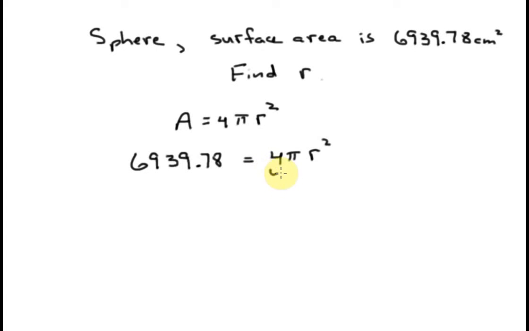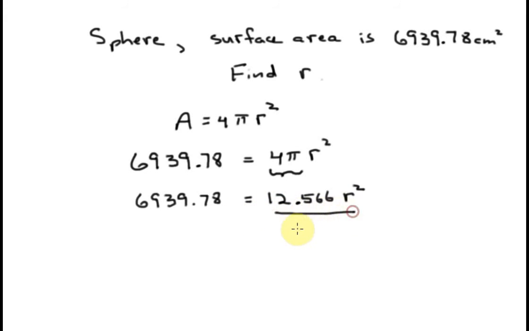So I think the easiest thing to do, let's first of all figure out what 4 times pi is. Turn that into a nice decimal number, a little bit easier to work with. So to 3 decimal places I got 12.566. So now what I'm going to do is divide both sides by this number just to get rid of it. I'm going to take this over here, divide by 12.566.